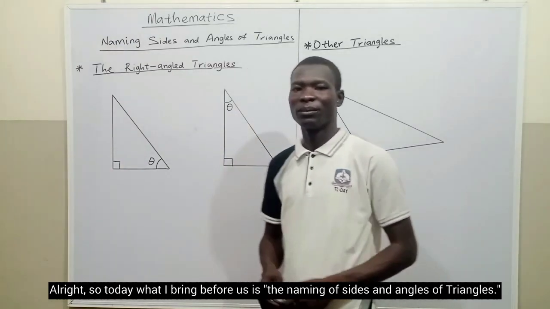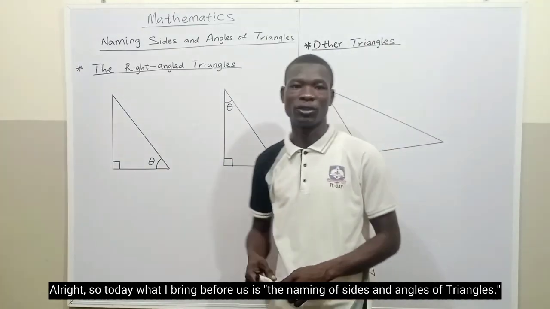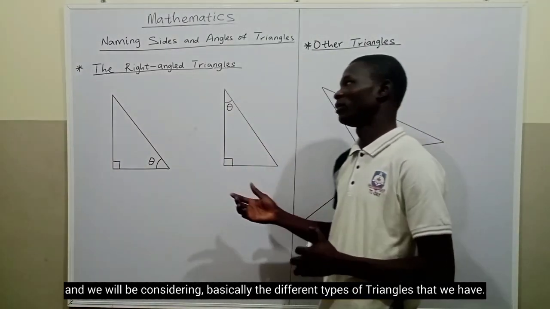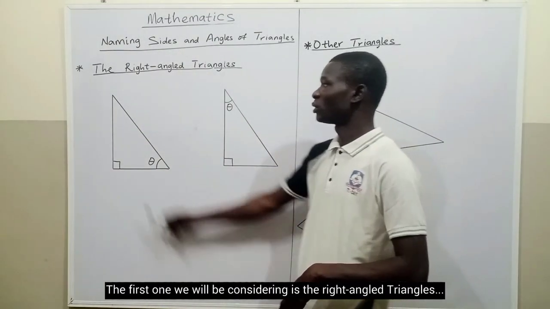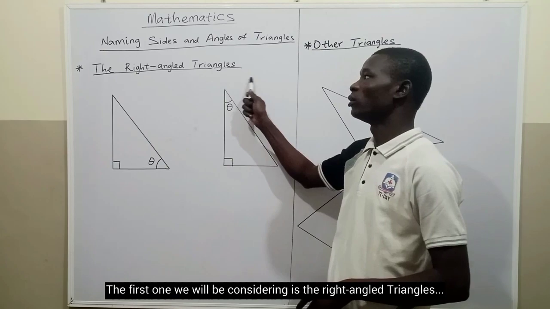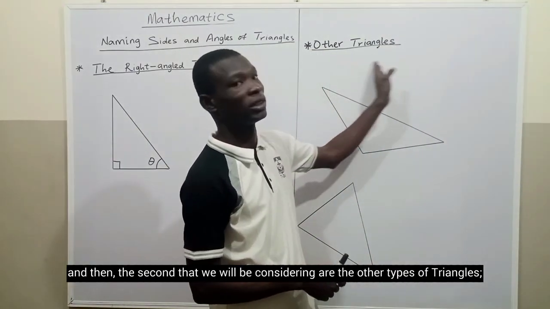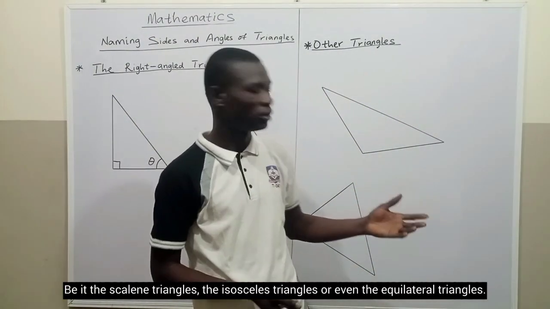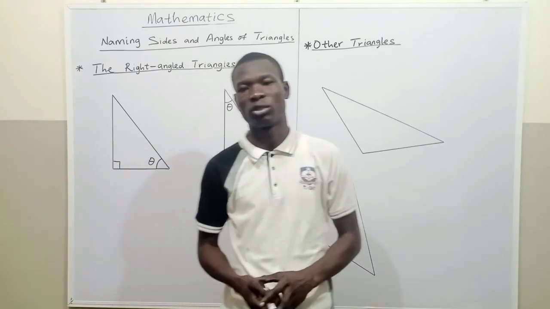Alright, so today what I bring before us is naming sides and angles of triangles. Naming the sides and angles of triangles, and we'll be considering basically the different types of triangles that we have. The first one we'll be considering is the right angled triangles, and then the second one that we'll be considering are the other types of triangles, be it the scalene triangle, the isosceles triangles, or even the equilateral triangles.